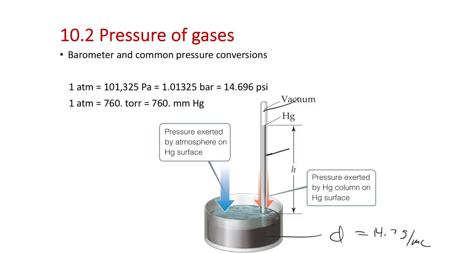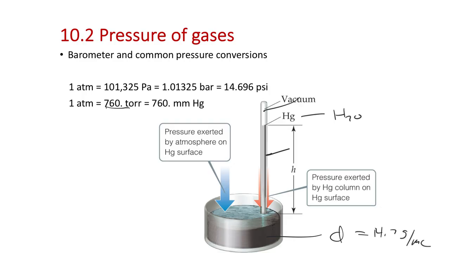Mercury is really dense, so it's not going to take as much mercury as it would a less dense material. If I used water, the column height's going to have to be 14.7 times higher because the density of water is only 1 gram per milliliter. So if we wanted to make this with water, the column height's going to have to be the standard atmospheric pressure.